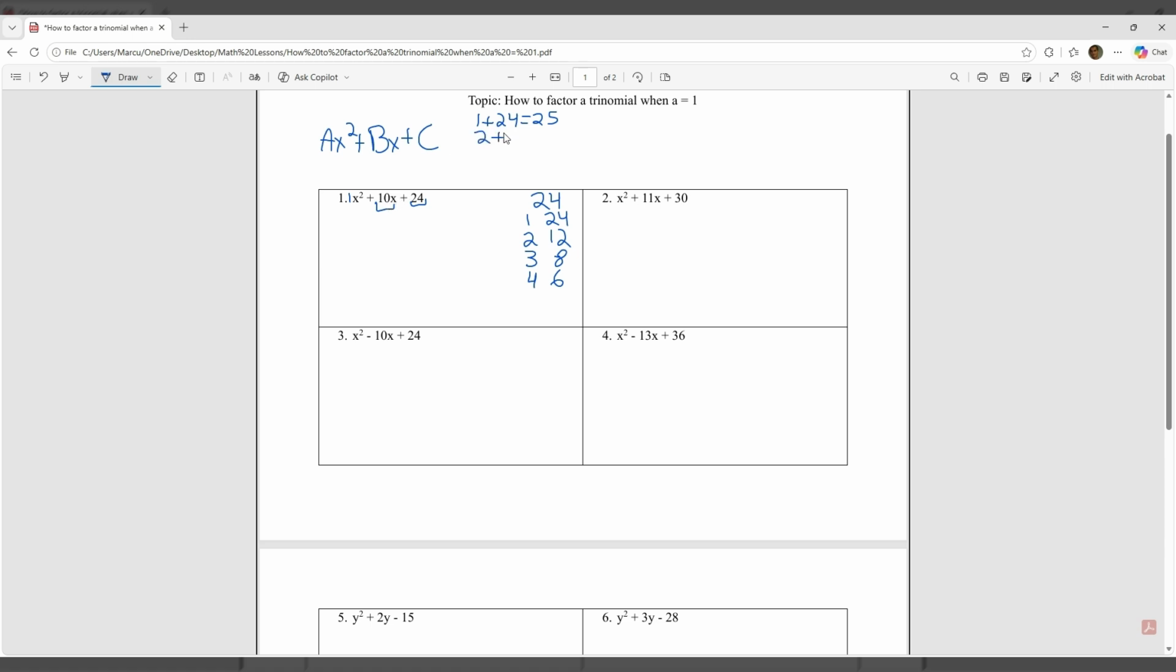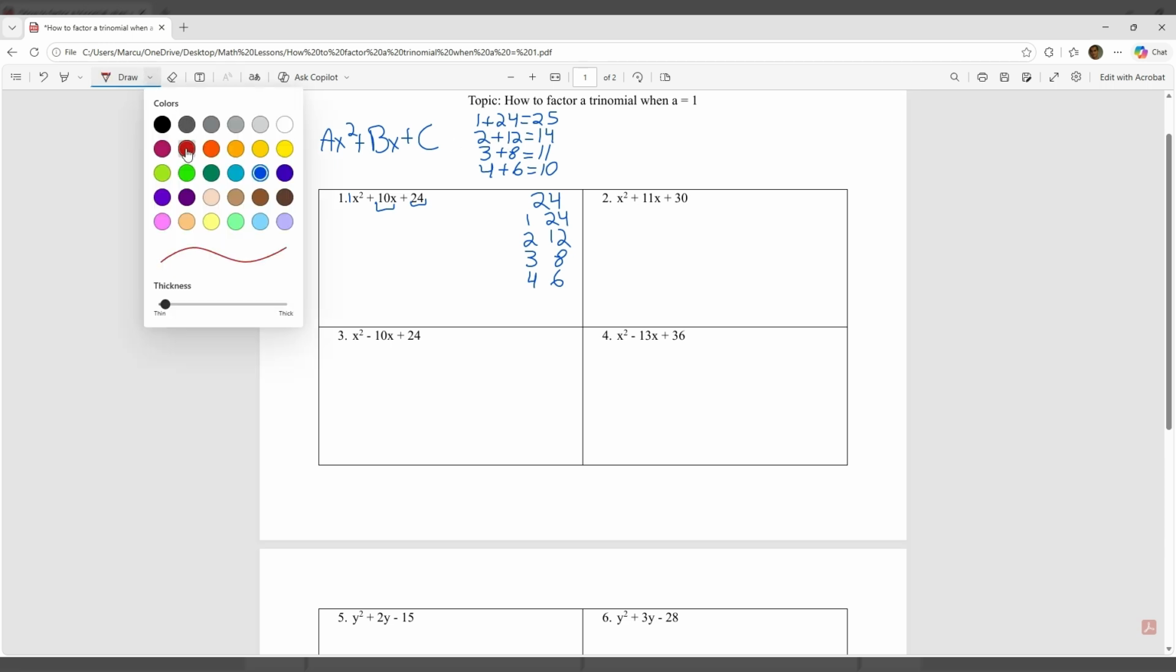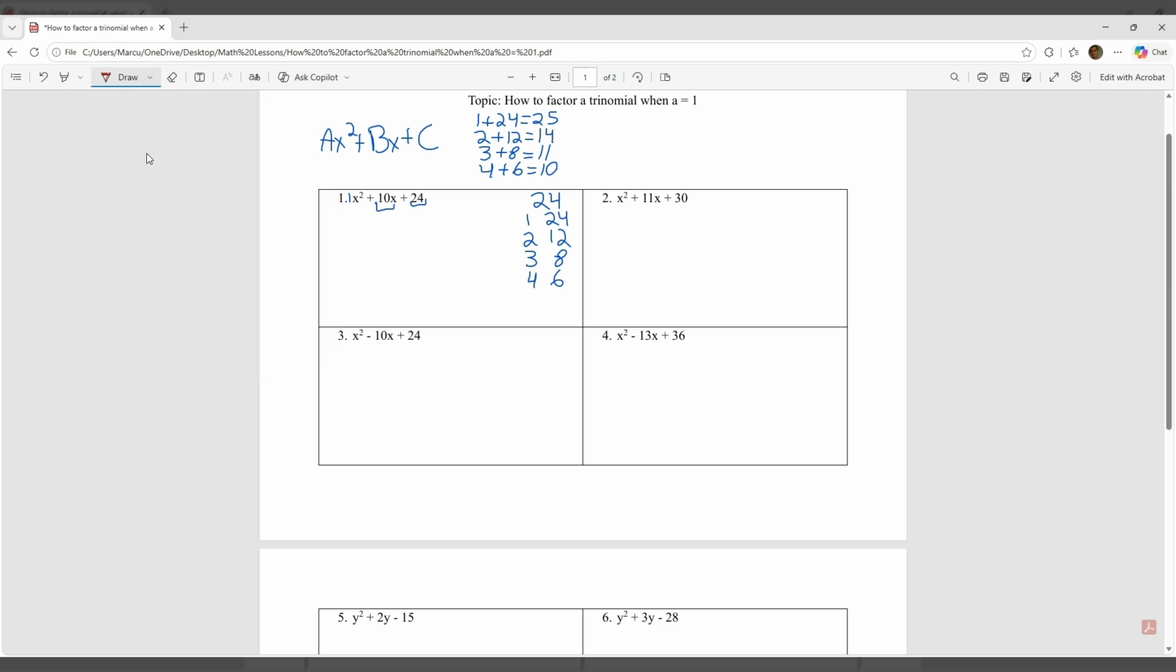2 and 12, that's going to give us 14. That's not going to work. 3 and 8 will give us 11. That's not going to work. And finally, 4 and 6 will give us 10, and that's what we need here. Because again, two numbers multiply to give you 24, and those same two numbers, when you add them, give us 10. So it's going to be 4 and 6.